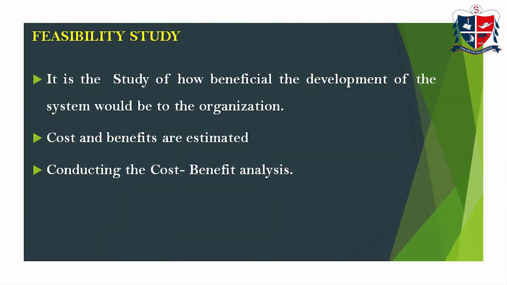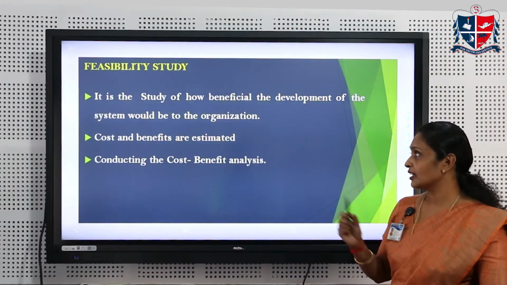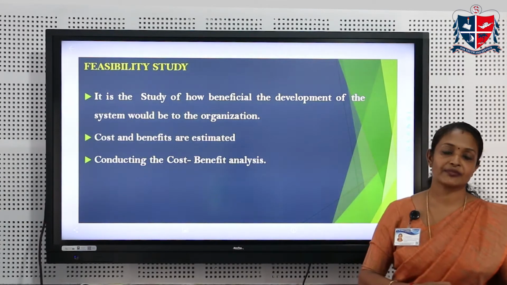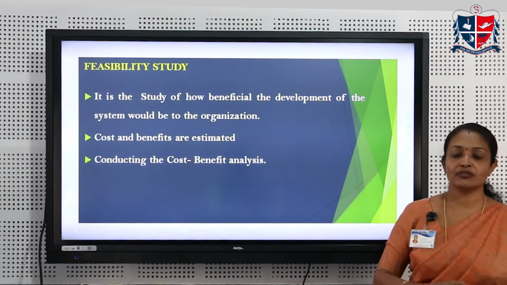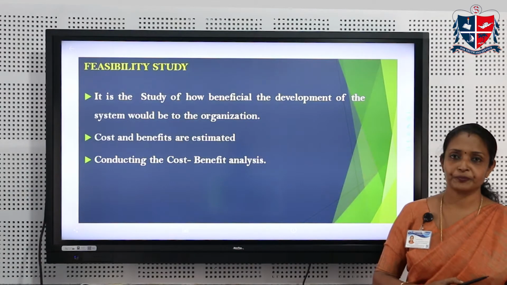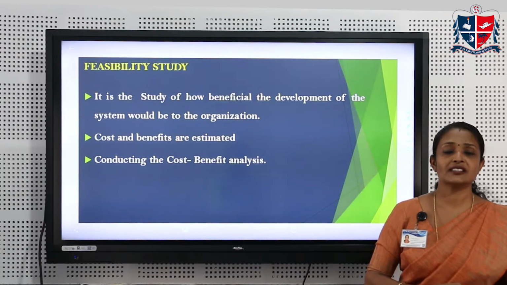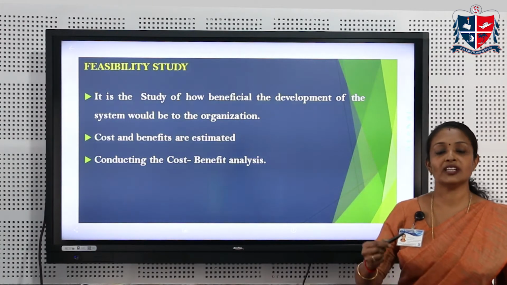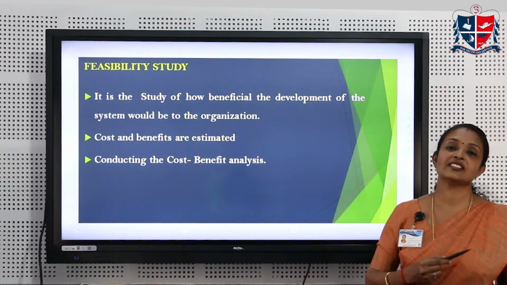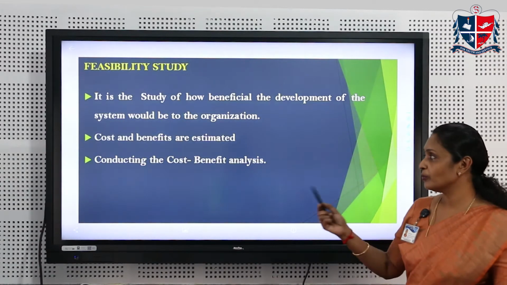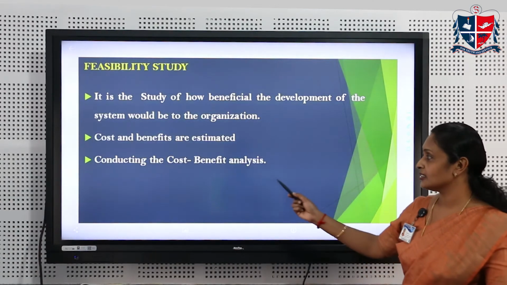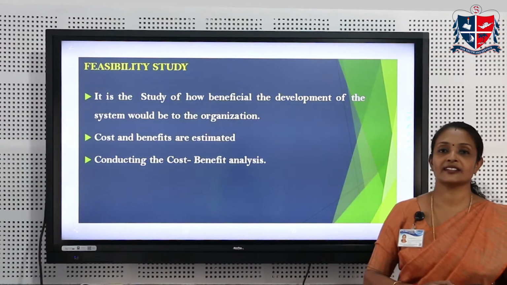After conducting the system study, we move on to the second phase, that is feasibility study. Feasibility study is the study of how beneficial the development of the system would be to the organization. For example, for developing software, we have to spend a large amount of money. The organization has to decide whether the benefits they will get from the system justify the money spent on installing the software. So we have to make a comparison between the cost and the benefits of the system. That is, cost benefit analysis is to be conducted.